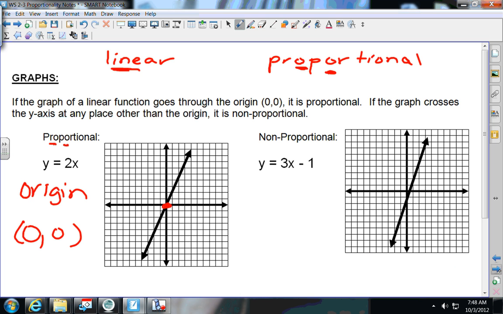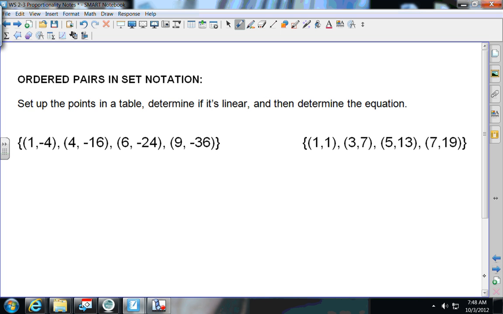Next. All right, take a minute on these two sets of ordered pairs. Make a table. Figure out if it's linear. Determine the equation and figure out if it is proportional. Do that now, please.